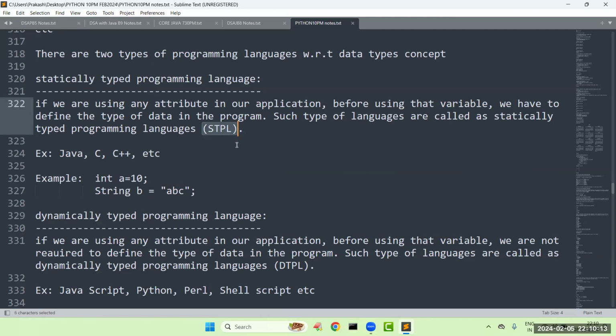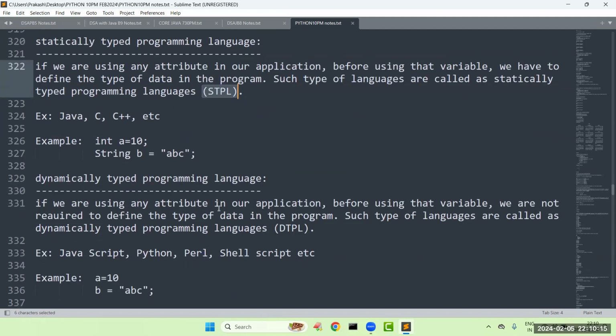Statically typed programming languages. So during execution of the program, without defining the type, Sanket, please be on mute. Saket. Yeah, sorry, it was done by.